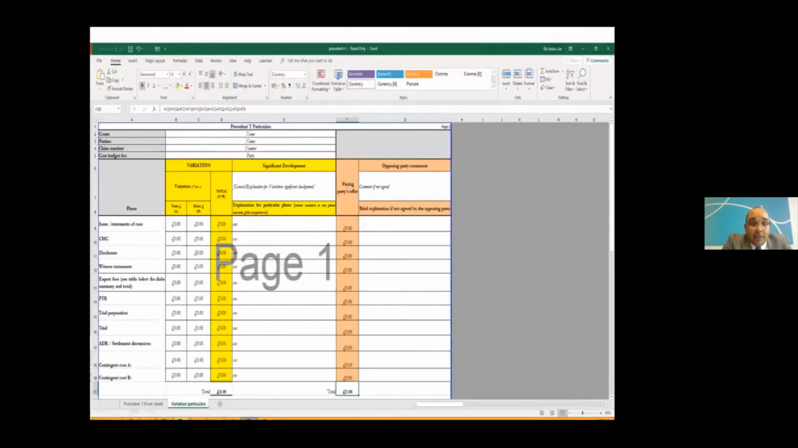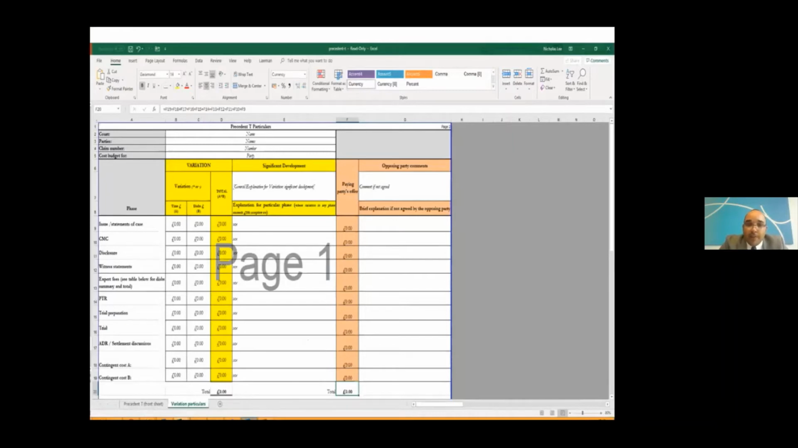And this is the detail that sits behind it. You'll see again in yellow, you have to set out the time and the disbursements in relation to this variation. This part does frustrate me slightly, because I think it encourages debates between the parties as to how much time is being spent, the hourly rates, the amount of counsel's fees and disbursements, etc.